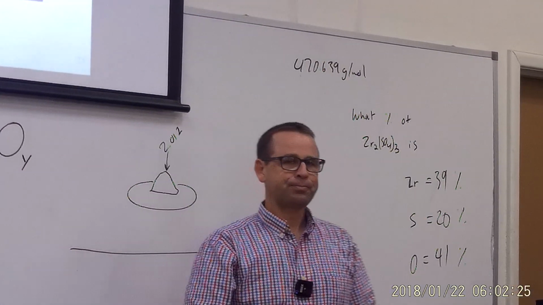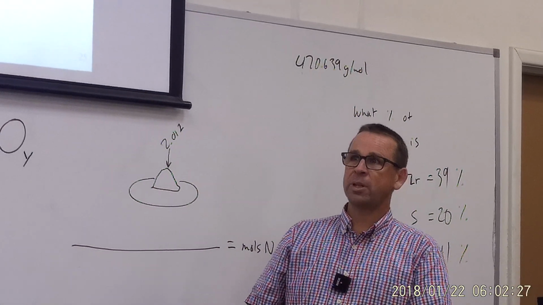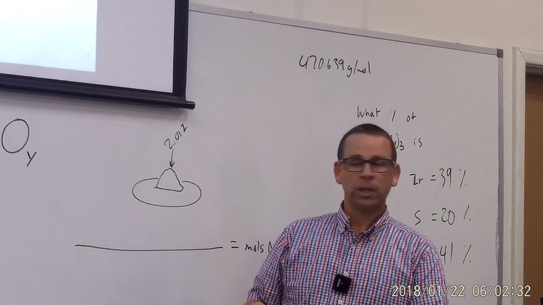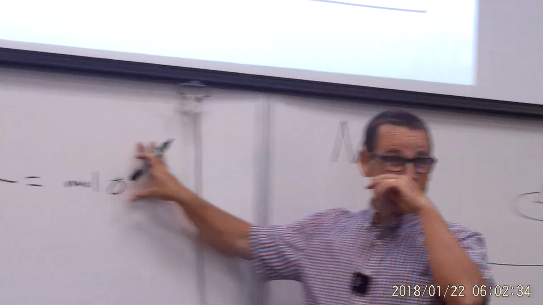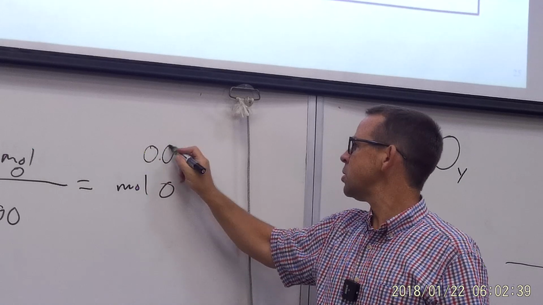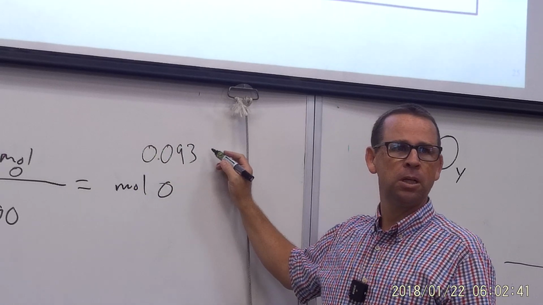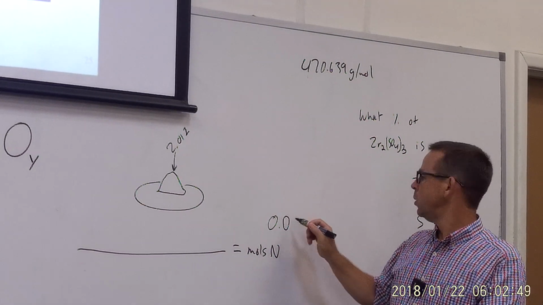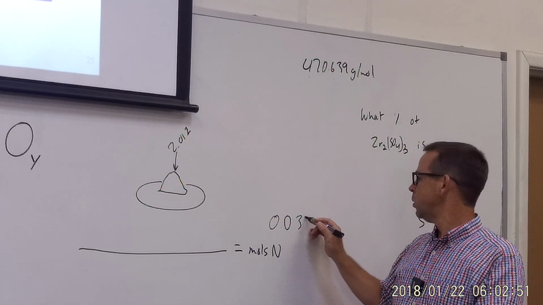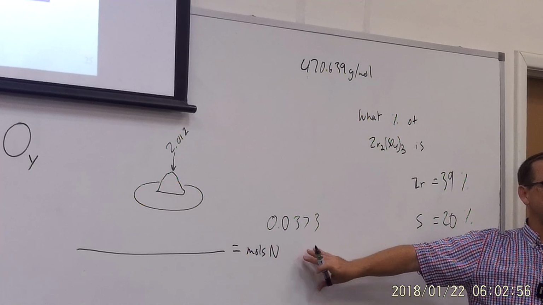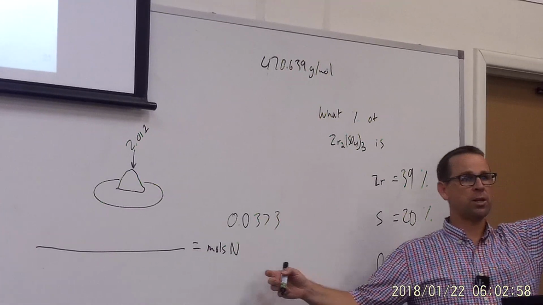Okay? What about the nitrogen? Yeah. Did anybody get a value here for moles of oxygen? 0.0931. And this one over here, moles of nitrogen. Does anybody want to go over how we did moles of nitrogen? Raise your hand if you want to see how we did moles of nitrogen.